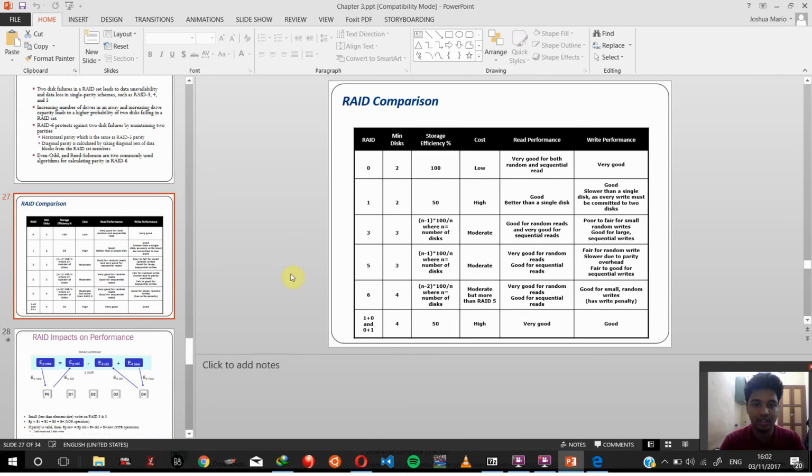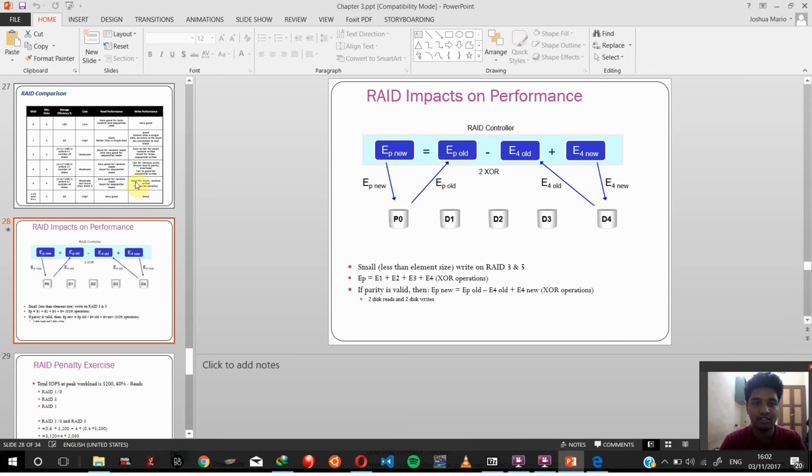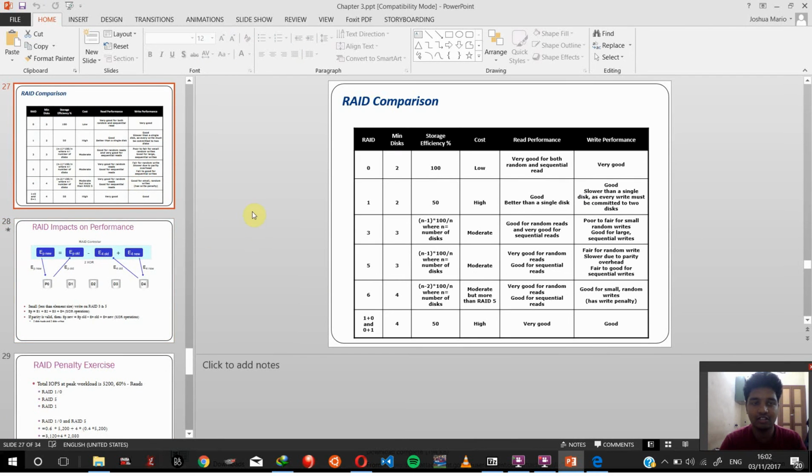If you have a look at the RAID comparison here, you can see the minimum number of disks required, the storage efficiency, the cost, and the read and write performance. As you can see, RAID 1+0 and 0+1, striping and mirroring, are the best here. You need a minimum of 4 disks. The cost is high, but the read and write performance are very good. But if you want cost-efficient RAID, then you can go for either RAID 0 or RAID 3. So that's it for my part, and the rest of the topic will be covered by Jones.